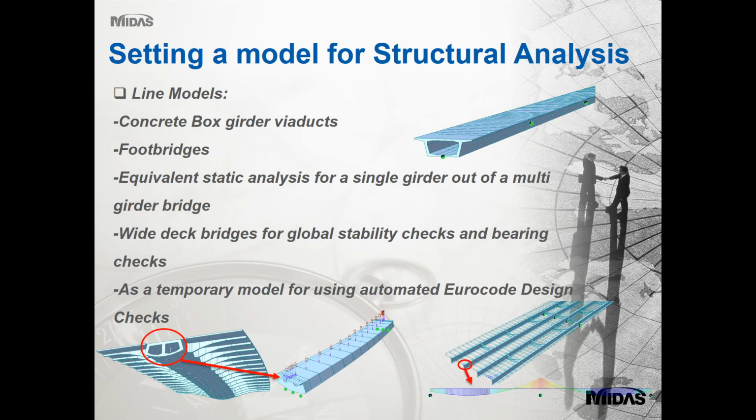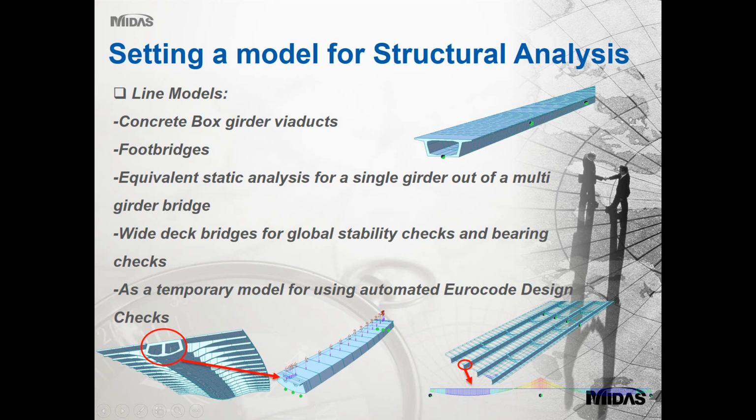Now there are different kinds of models that we generate based on the results that we want in our design. The first one being a simple line model. Now line model is very commonly used for bridges like concrete box girder viaducts, which are post tension bridges, for example, and then footbridges which have a very narrow slender deck. This is on the right hand side.